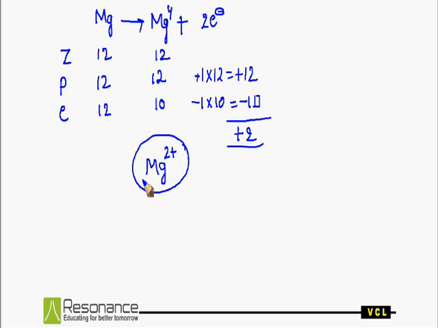Now we can say that if any metal donates n electrons or releases n electrons, the charge will be n plus.